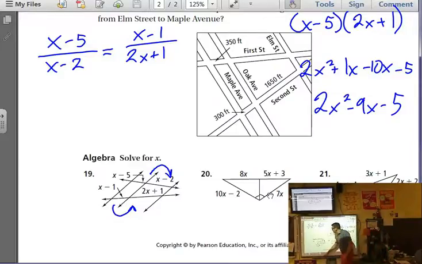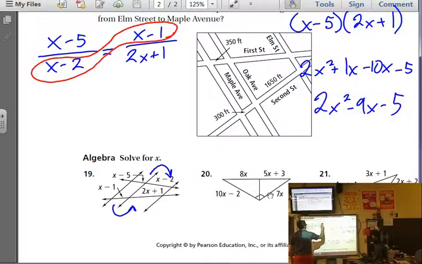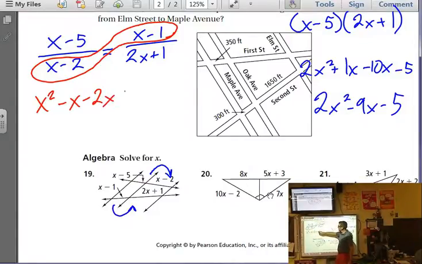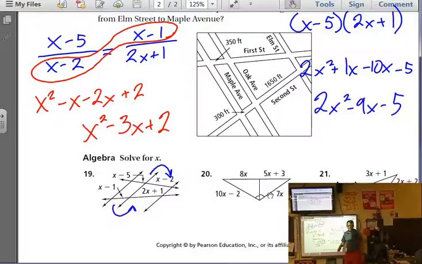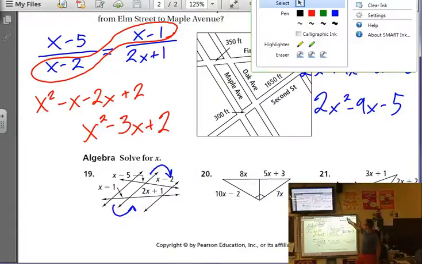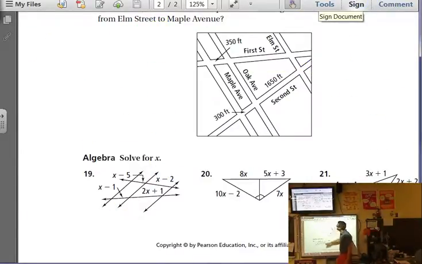My other cross products come from foiling these guys. If I do my firsts, I get x squared. If I do my outsides, I get negative x. If I do my insides, I get negative 2x. And if I do my lasts, I get a positive 2. So now I get x squared minus 3x plus 2. So these are my two cross products. I now have to set them equal.